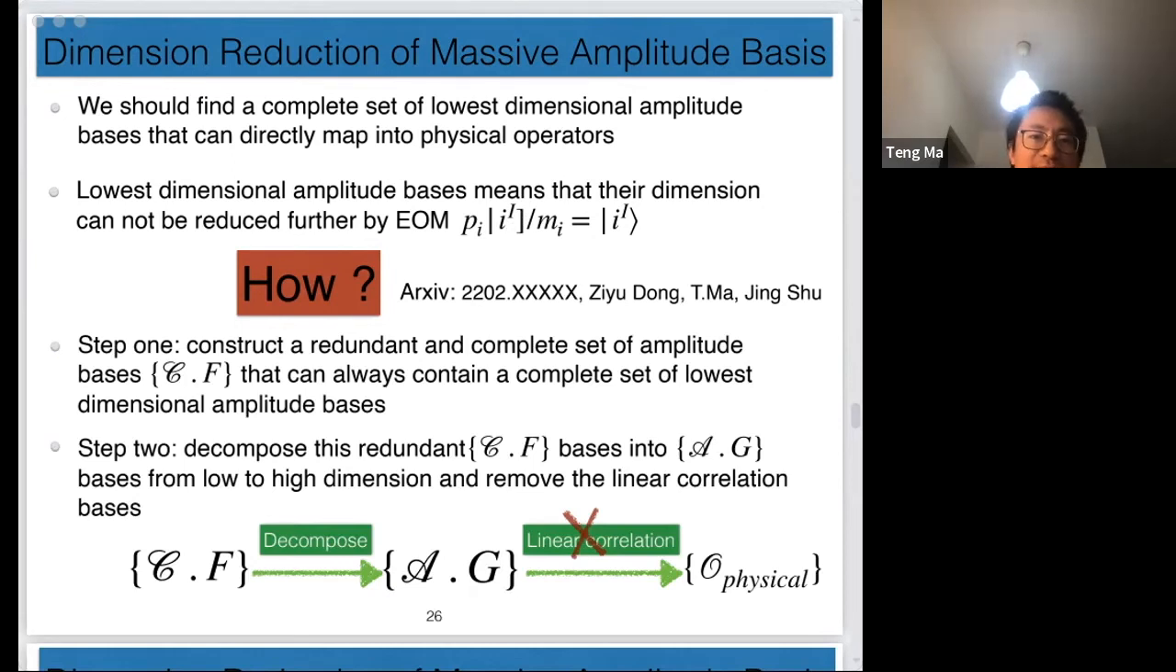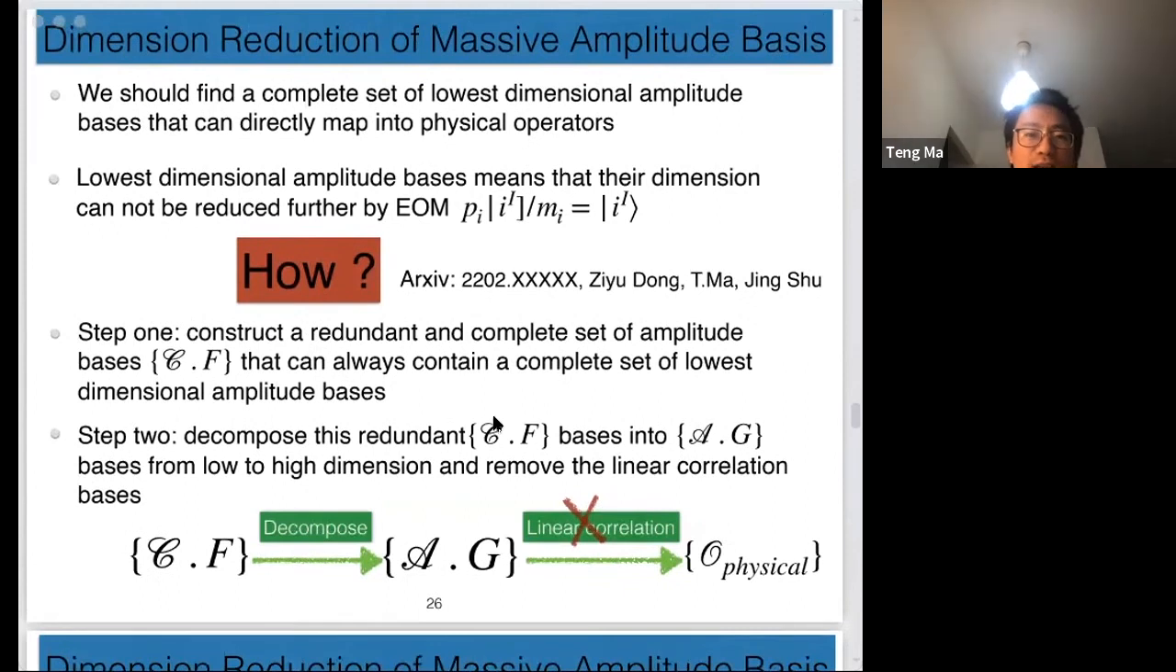How to do it? The basic idea is very simple. We can first systematically construct a redundant but complete set of amplitude basis that can always contain a complete set of lowest dimension amplitude basis. Since AG basis are complete and independent, we can then decompose this redundant basis into AG basis from low dimension to high, and then remove the linearly correlated basis according to their coordinates in the AG space. Through this approach, we can always get a complete set of lowest dimension amplitude basis.